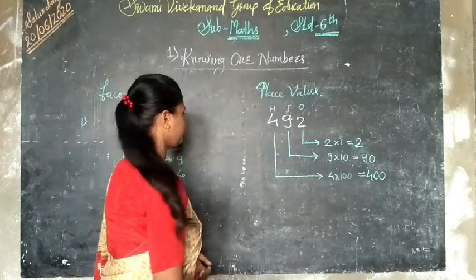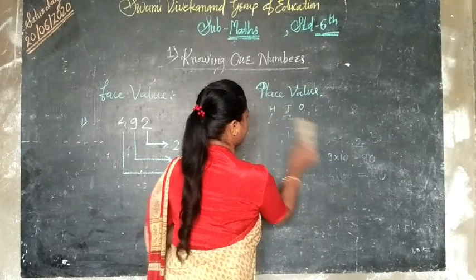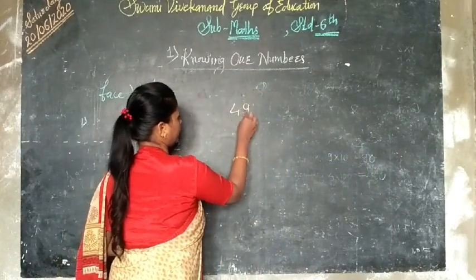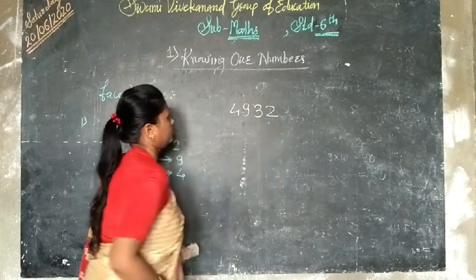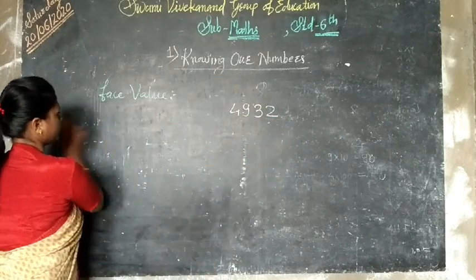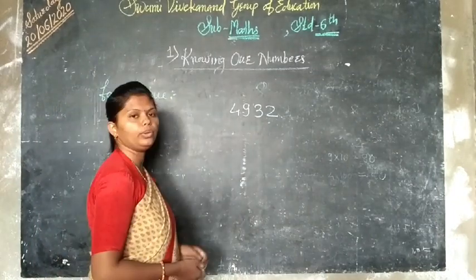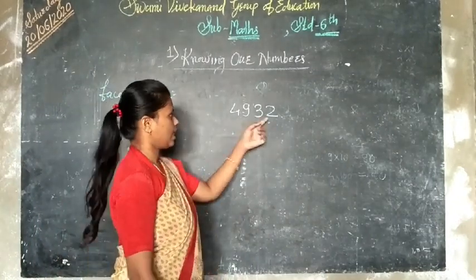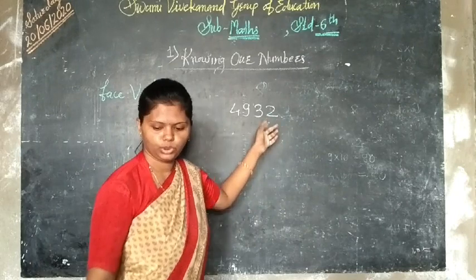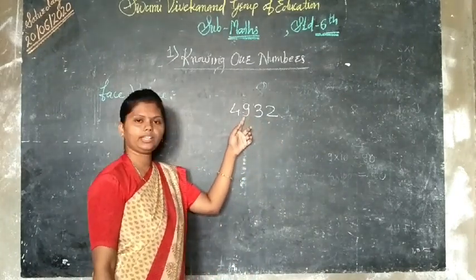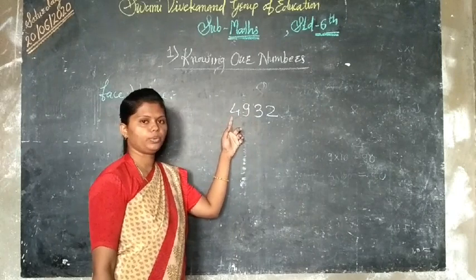So see, we will take one more example here: 4932. With the same example, we will discuss the face value and the place values as well. The face value of 2 is 2. The face value of 3 is 3. The face value of 9 is 9. The face value of 4 is 4.